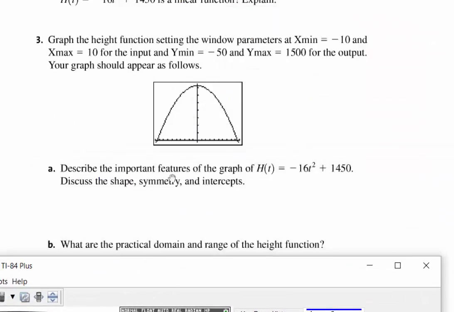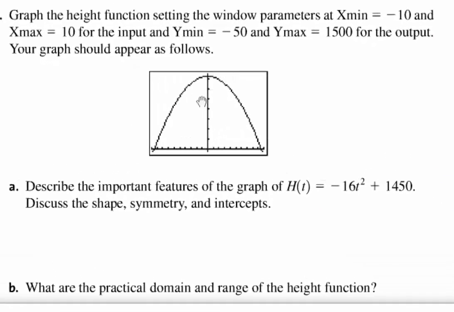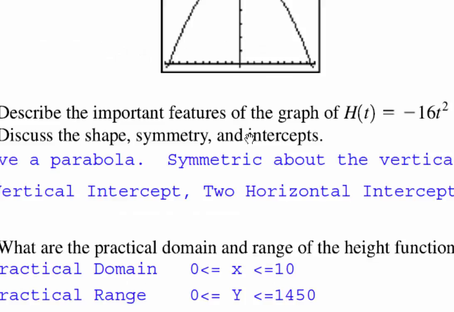Describe the important features of the graph. Well, looking at this graph, it's symmetric about the y-axis. It looks like it has a y-intercept up top and two x-intercepts, right? It crosses the x-axis on the left and the right side of the parabola. So maybe instead of saying the x-axis, perhaps I should use the words horizontal intercept and vertical intercept, right? So there's one vertical intercept and two horizontal intercepts. So I'll just type that in.